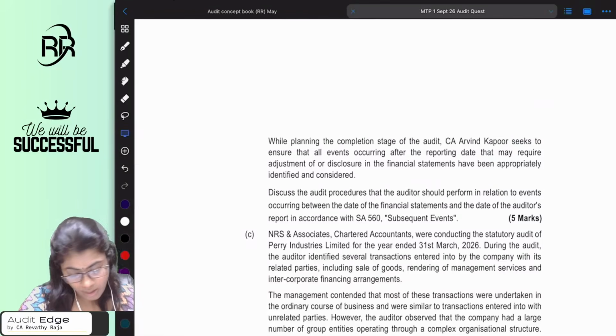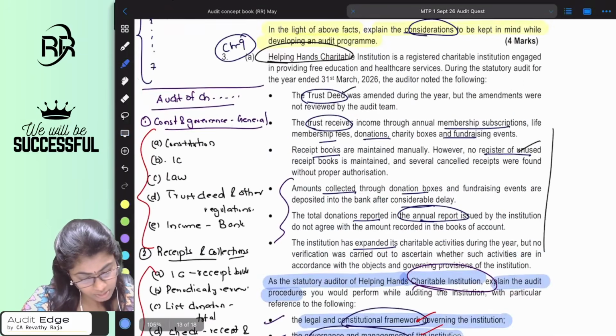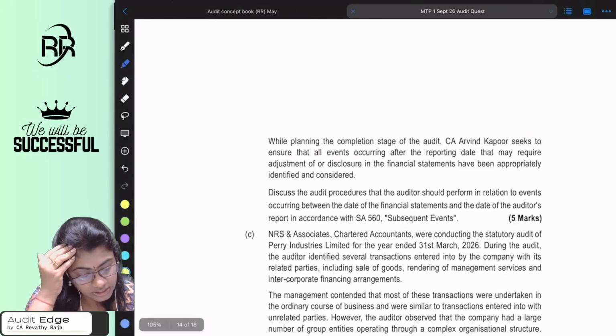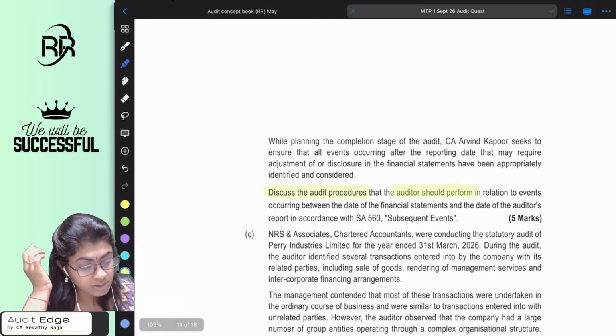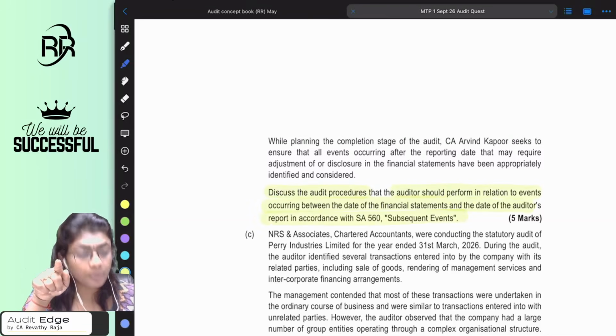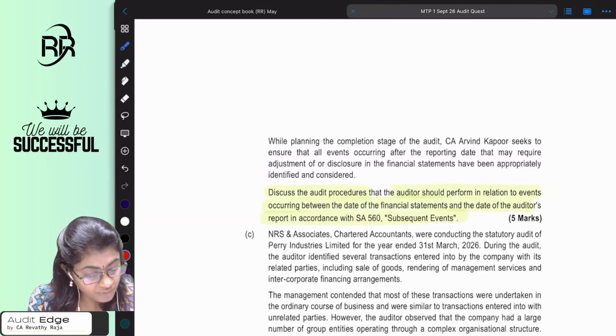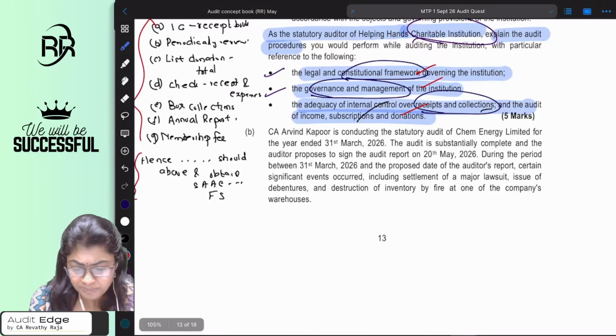Okay. The next question. Where is it here? Yes. Discuss the audit procedure that the auditor should perform relating to the events occurring between the date of FS and the date of audit report as per SA 560 subsequent events. Wow, they have given even the SA number and the name now. So it is between the date of FS and the date of audit report, subsequent events.